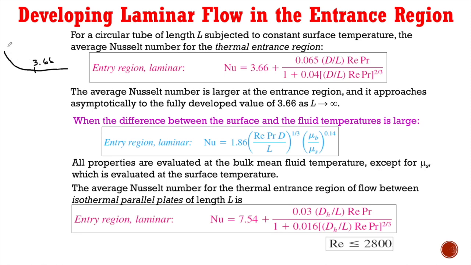And before that, it might be a different value from 3.66, maybe 37, 36, 35, and it will reduce down to 3.66. Okay, and that's why here it states that it approaches asymptotically to a fully developed value of 3.66. So after L approaches infinity, when the fully developed region starts, the Nusselt number will remain constant.